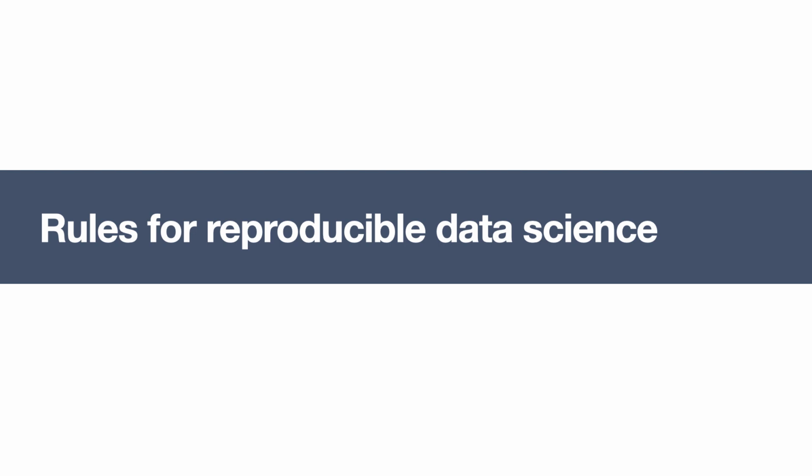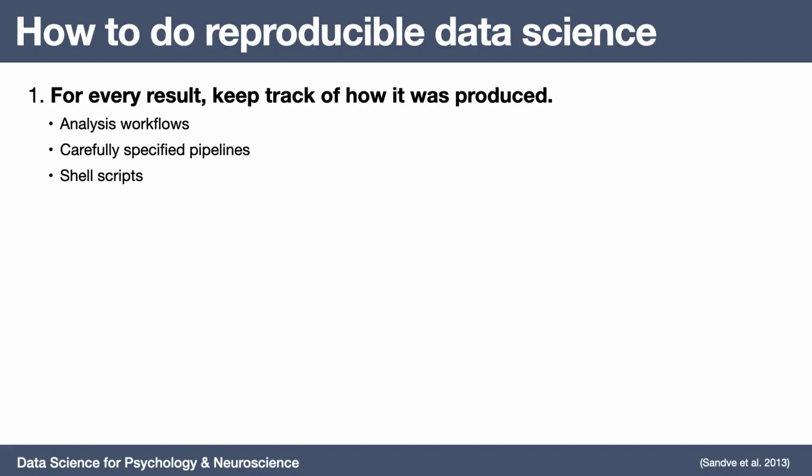Okay, so let's go over the rules for reproducible data science. First rule is, for every result, keep track of how it was produced. Look at the analysis workflows, carefully specified pipelines, setting up shell scripts, make files, etc. The idea is you should have a log or a history that keeps track of every step from your rawest of raw data to your polished final figures in your papers or your talks.